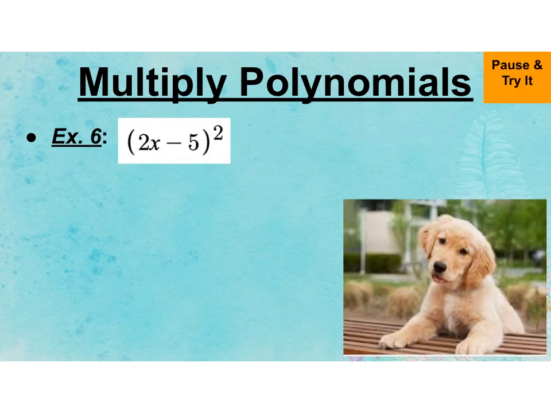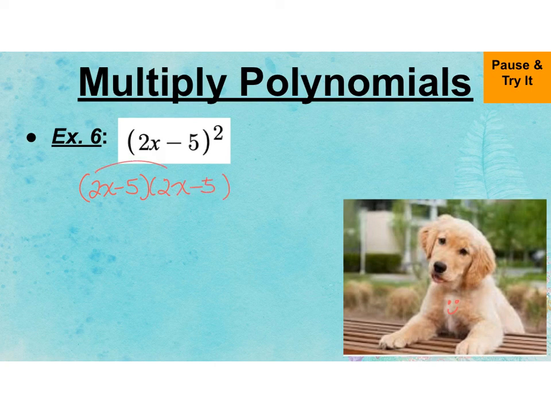Let's try this. We have 2x minus 5, whole thing squared. Remember our cute little puppy over here. And pause it and try. Hopefully you wrote out two sets of parentheses. As soon as you do that, you're most likely going to get the problem correct.